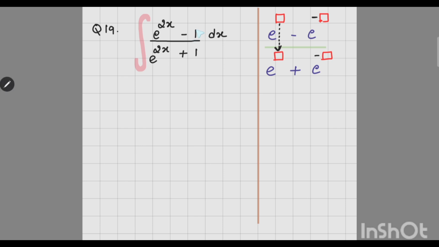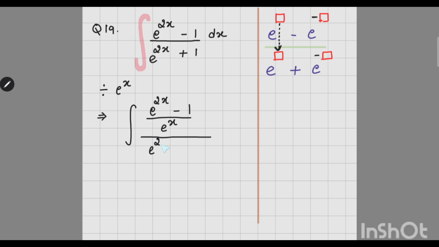So how to change this 1? We want e to the power negative of the value in the numerator and in the denominator, right? For that, let us divide by e to the power x in both numerator and denominator. Integral of e to the power 2x minus 1 divided by e to the power x, and in the denominator we have another fraction, e to the power 2x plus 1 divided by e to the power x.